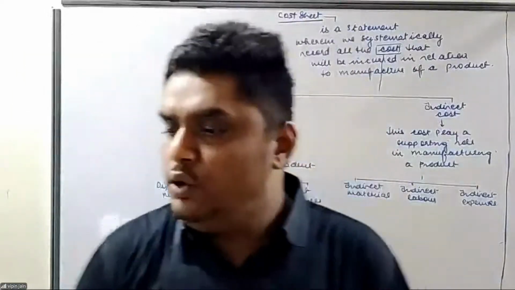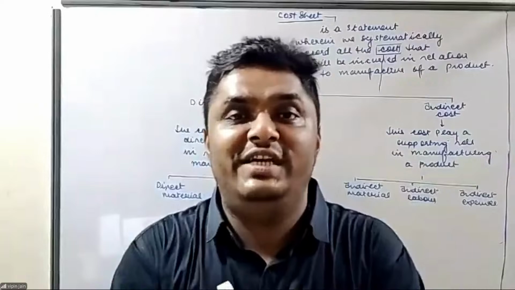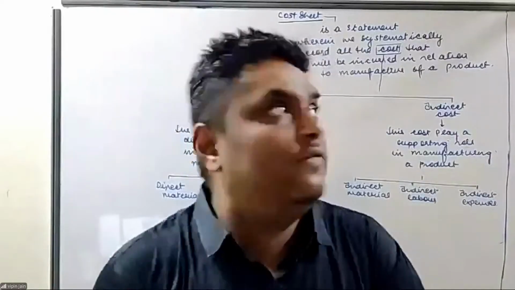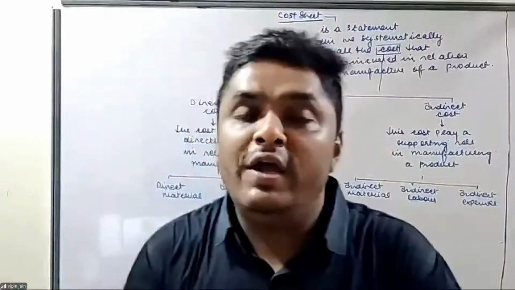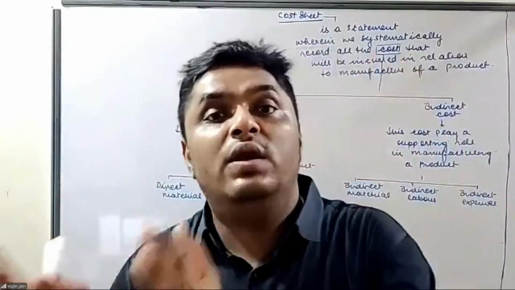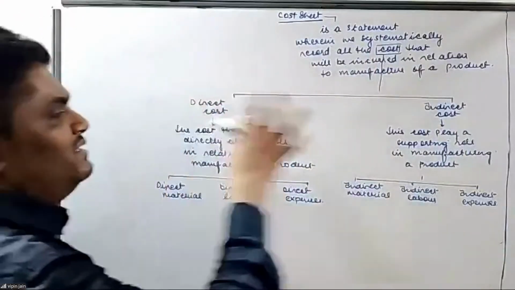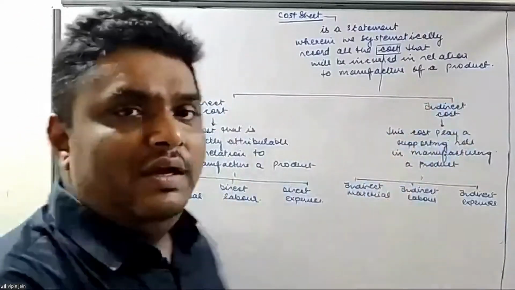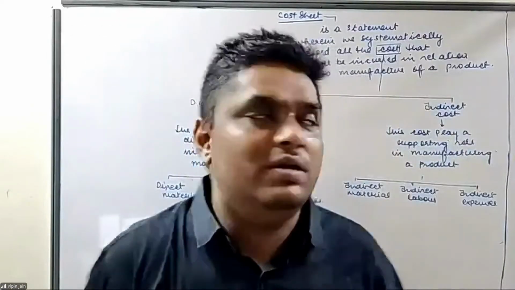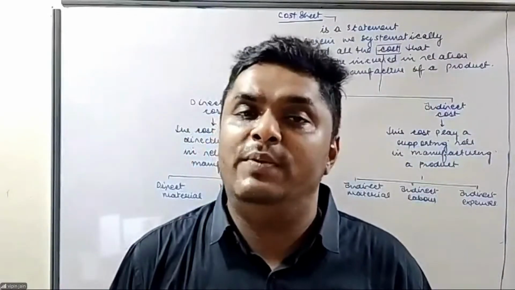So for the students who have joined a bit late, we have started with cost sheet. Cost sheet is a statement wherein we systematically record all the expenditure in relation to manufacture of a product. Cost can be classified in two parts, direct cost and indirect cost. The cost that is directly attributable in manufacturing a product is direct cost. Indirect cost plays a supporting role in manufacturing a product.